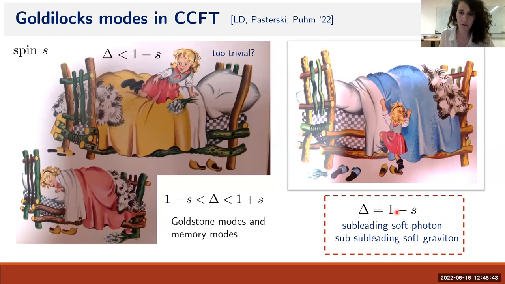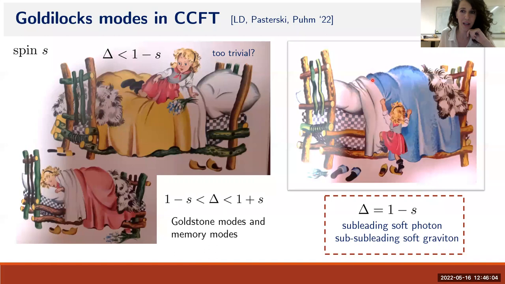So for gravity, when delta equals minus one, and for QED, when delta equals zero, they can actually be associated to the subleadings of the photon theorem. The story is more tricky because there is no asymptotic symmetry related to this stuff. But there is a sense in which you can make sense of this mode.